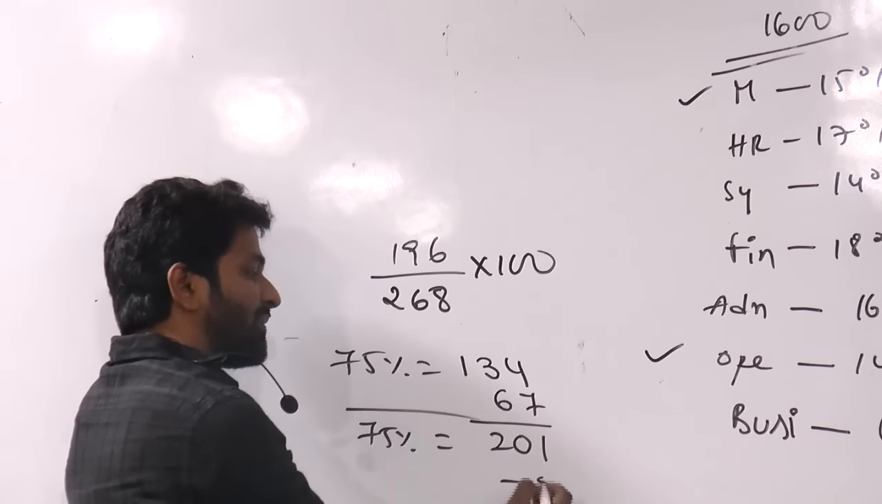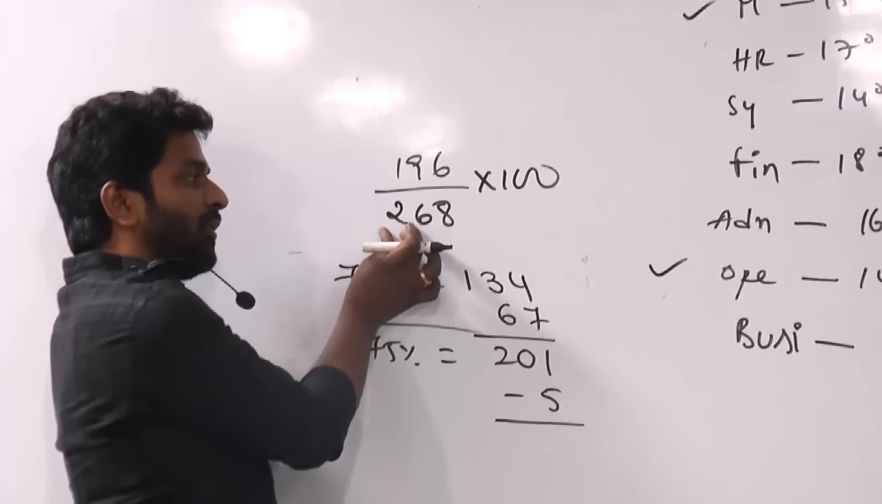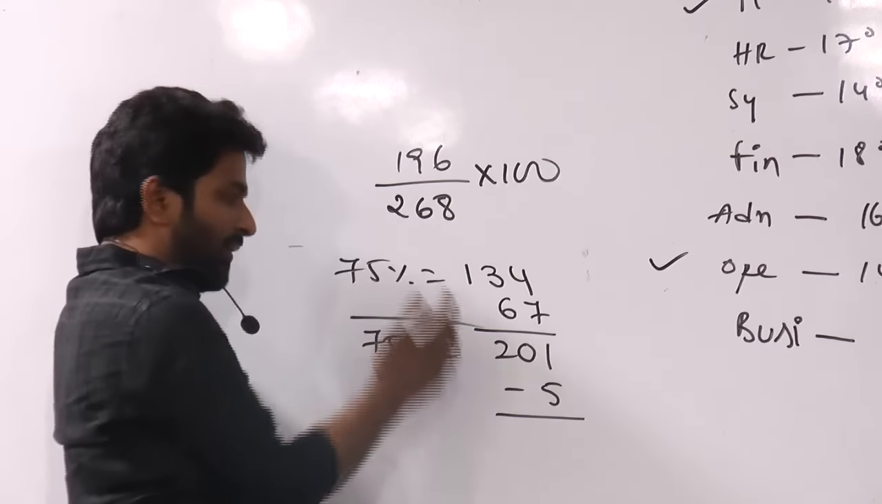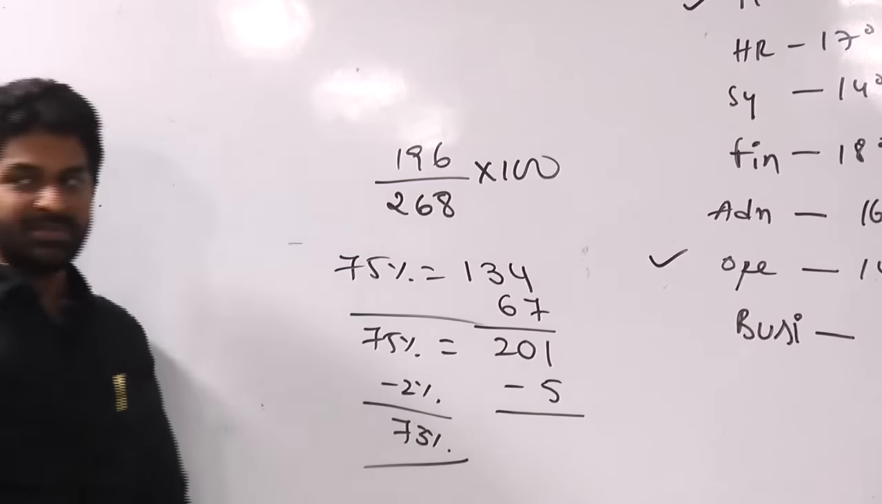So again you need to subtract 5 from this number. What about 1% of this number? 2.68. If you need to subtract 5, that will be near about 2%, right? So if you can subtract 2%, answer would be near about 73%.